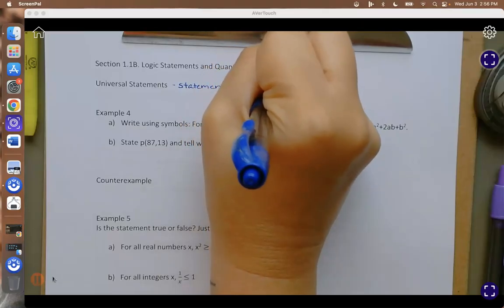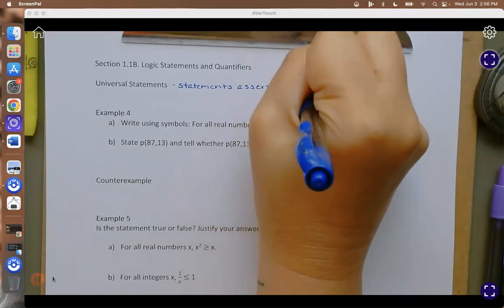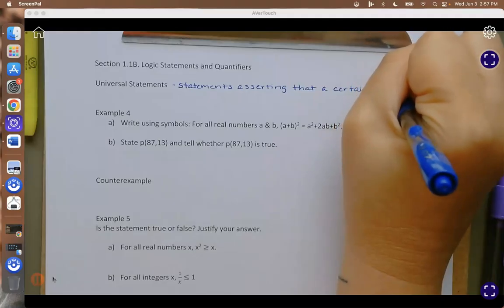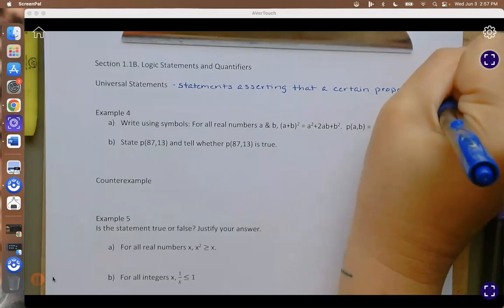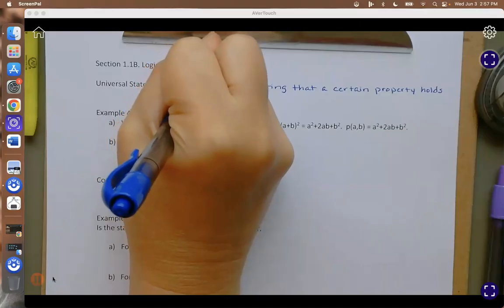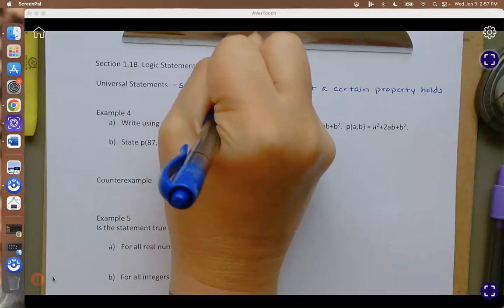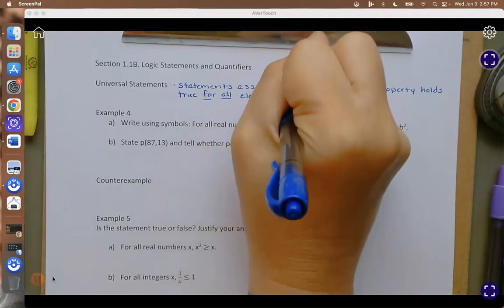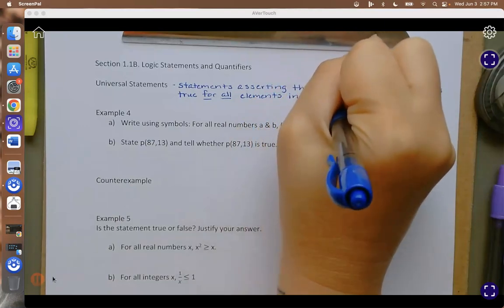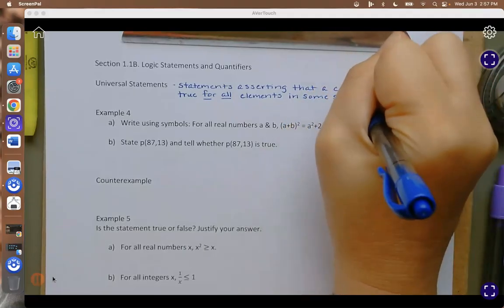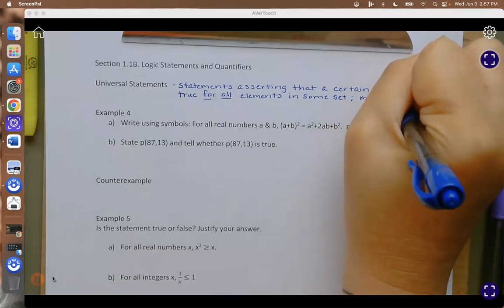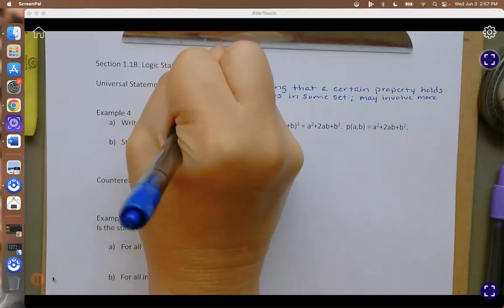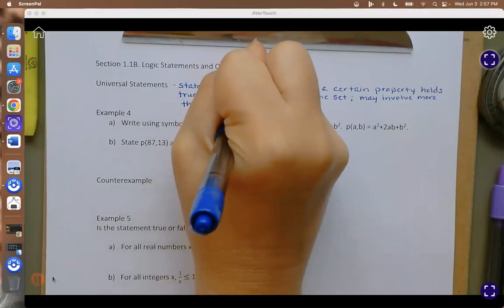asserting that a certain property holds true for all elements in some set. May involve more than one variable.